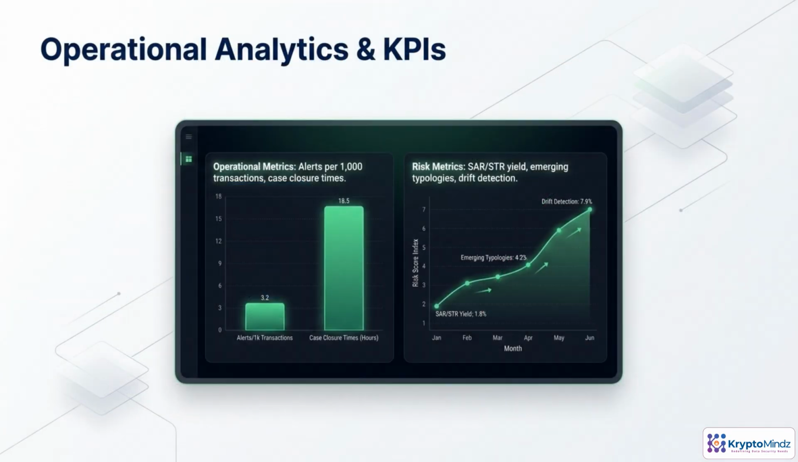In a mature identity and AML platform, analytics isn't just reporting, it's a control surface. Operational metrics tell you whether the machine is running. Alerts per 1,000 transactions, average case closure time, backlog, and analyst throughput. These drive staffing, workflow tuning, and escalation design. Risk metrics tell you whether the machine is still calibrated. SAR yield, concentration of emerging typologies, and drift in risk scores or models. Strong architectures make these KPIs first class, streaming out of services rather than stitched together later.